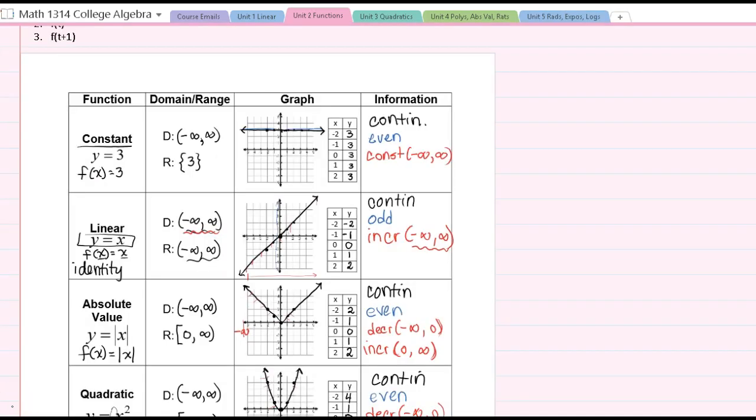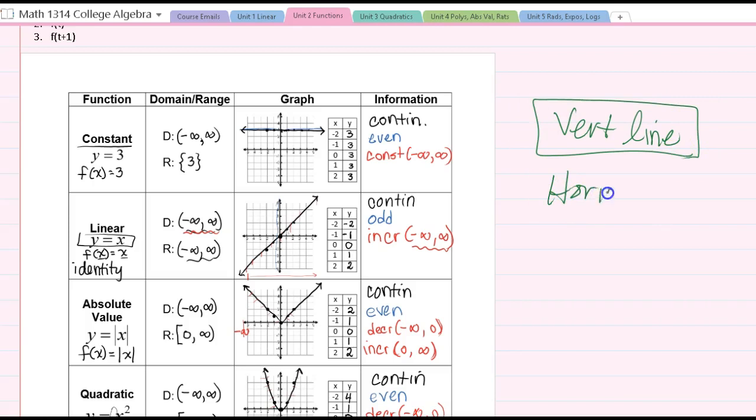So here are our parent functions from unit number 2, and let's see which ones pass the horizontal line test. Just to remind you, the vertical line test tells us if our graph is a function. The horizontal line test works the same way, except it's going to tell us if it's one-to-one. And if it is one-to-one, then we can find an inverse function. So if we look at our constant function, I'm going to draw a horizontal line, and we can see that it does not cross one point, but infinitely many. So this one is not one-to-one.